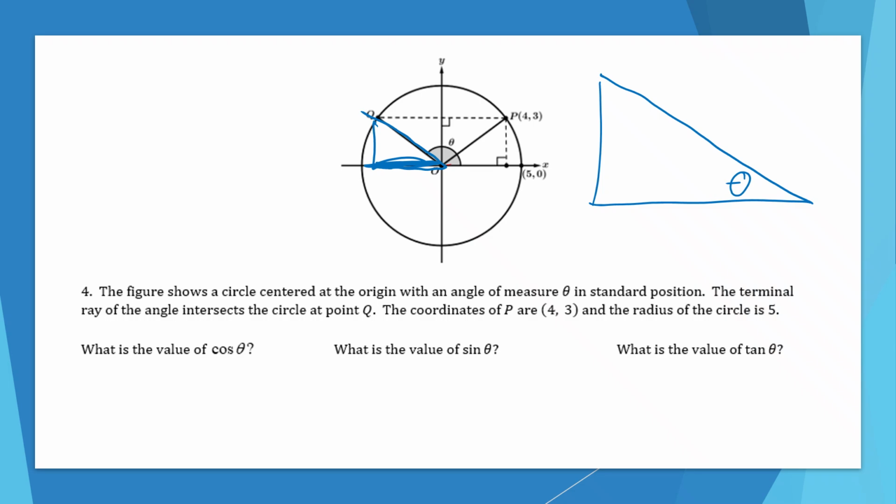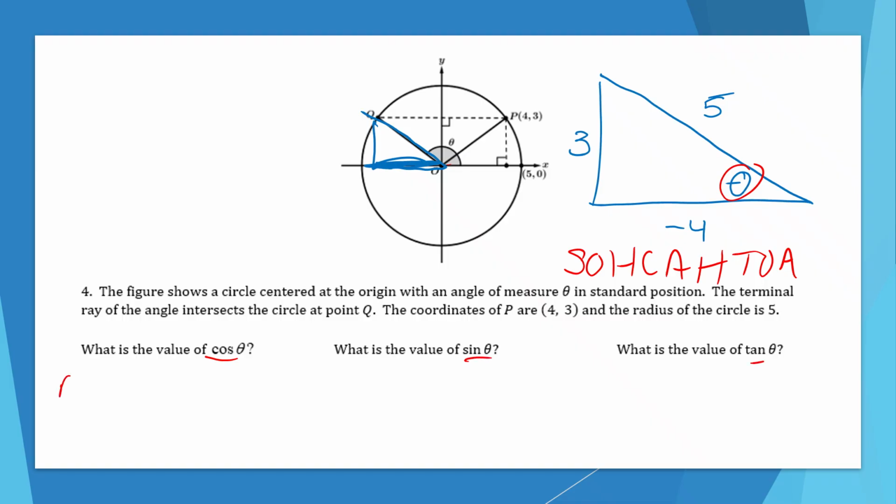Let's label it now. So this is -4. This is +3, and then our radius is still 5. Our radius, remember, will always be positive. And now we're just going to do SOHCAHTOA on this triangle, with this being theta, to find cosine, sine, and tangent.